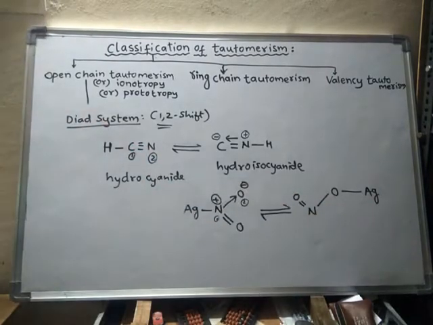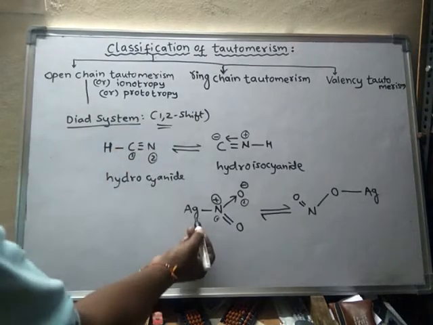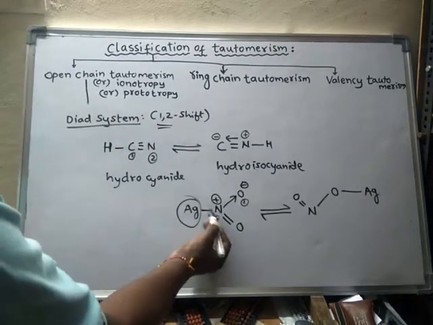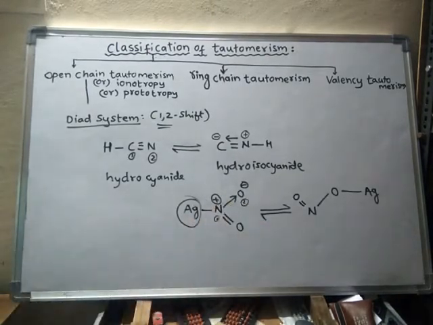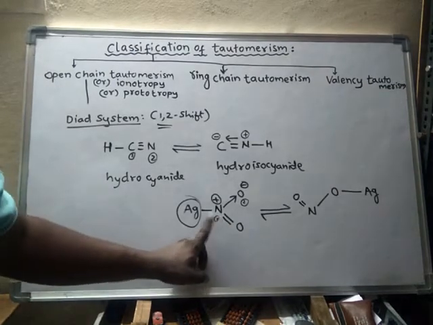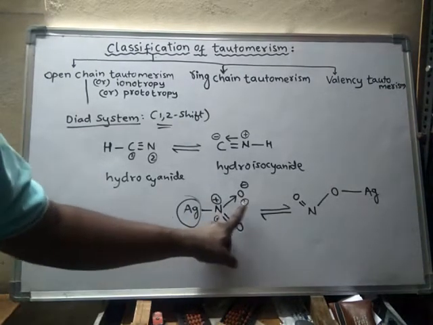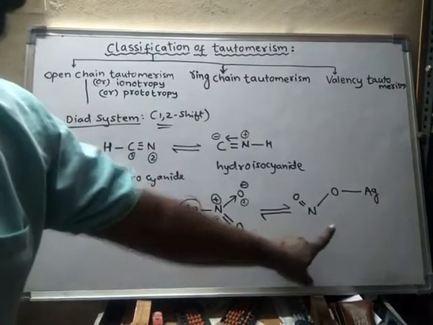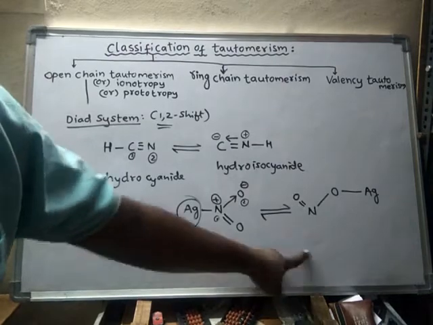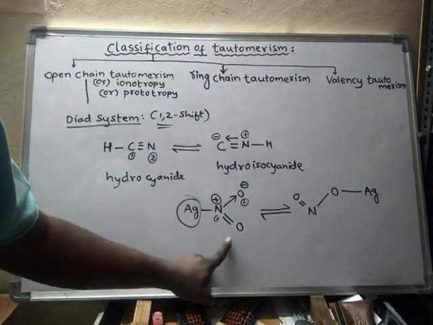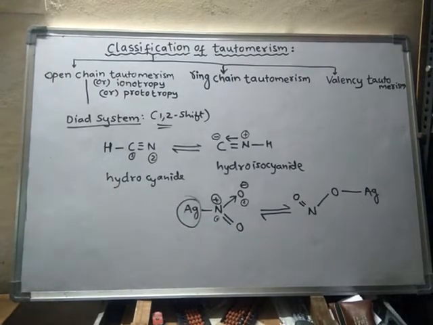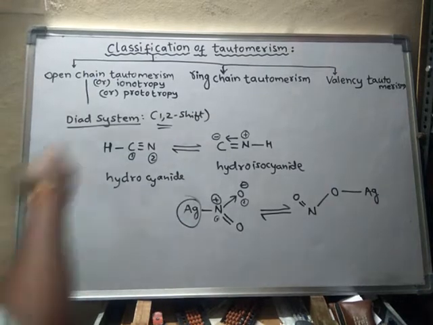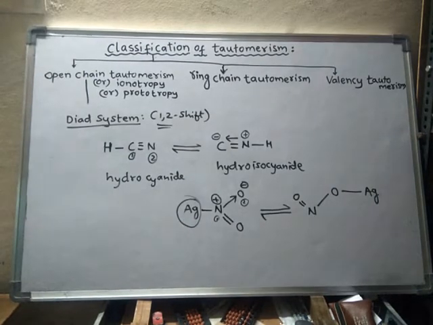So the dyad system means an atom shifts from the first atom to the second atom. Due to the shifting of this atom, a new compound is formed, and this compound and the former compound are in dynamic equilibrium, and these two are said to be tautomers of each other. Such isomerism is said to be tautomeric dyad system. Next we will learn about the triad system.